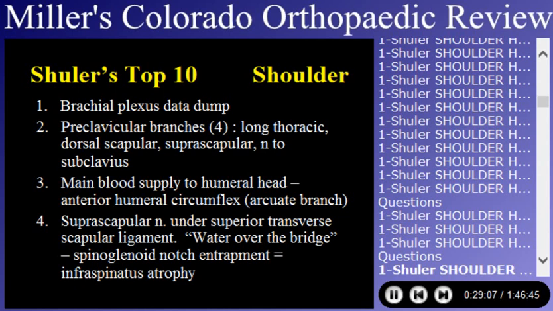Suprascapular nerve. Do not forget it. It goes under that ligament, the superior transverse scapular ligament. Okay, there's water over the bridge. The arteries are over top of that. You can have entrapment at that site, which will result in denervation atrophy of both the infra and supraspinatus. At the spinoglenoid notch, it's just the infraspinatus.